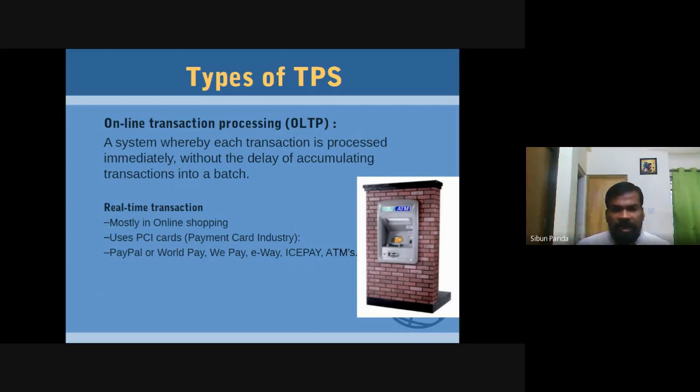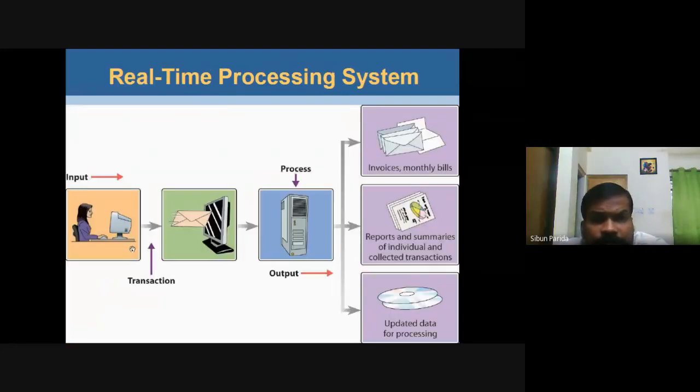They are up and down. Suppose the flight price is 1,000 up, then after 15 days, it may be 500 down, like this. So that is a real-time transaction. Okay. If some transaction is going on, that is a real-time transaction. So you have an input, that is a computer. You are doing some transactions. You are sending some information, and this information is stored and processed by an output device. And this information is stored in invoices, monthly bills, reports and summaries, updating and processing.